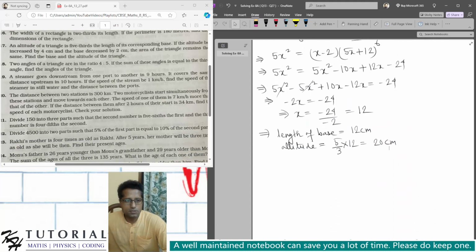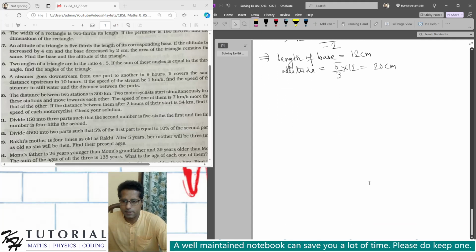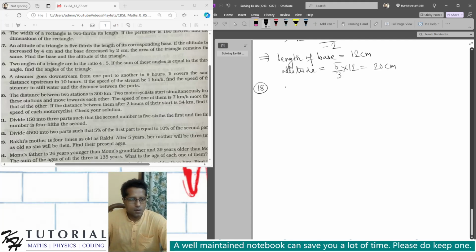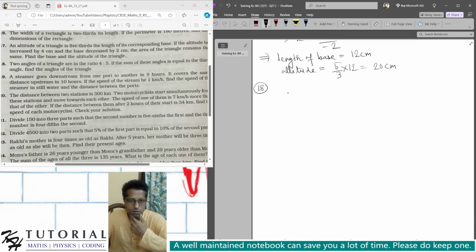Okay, let's do problem number 18. Two angles of a triangle are in the ratio 4:5. If the sum of these angles is equal to the third angle, find the angles of the triangle.